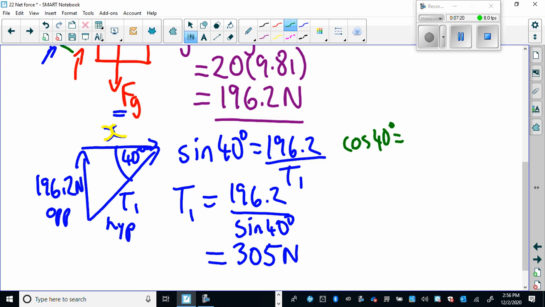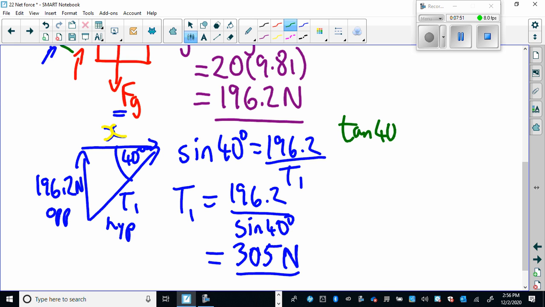You can use the cosine, but that assumes that you got this one correct. Let's not take a chance, and instead use information that's already given to us. So let's use the tangent. Once again, you can use the cosine. I'm going to use the tangent.